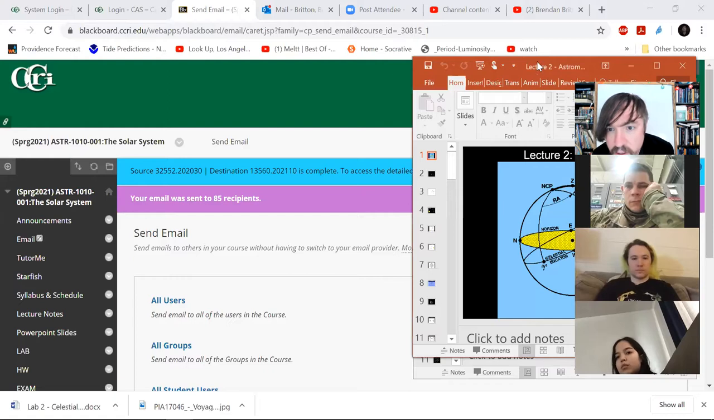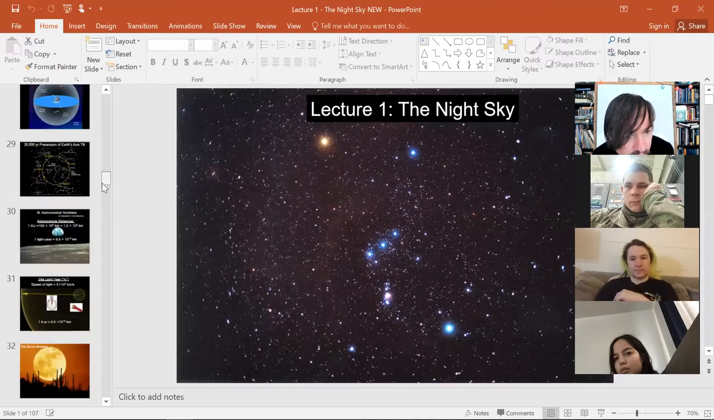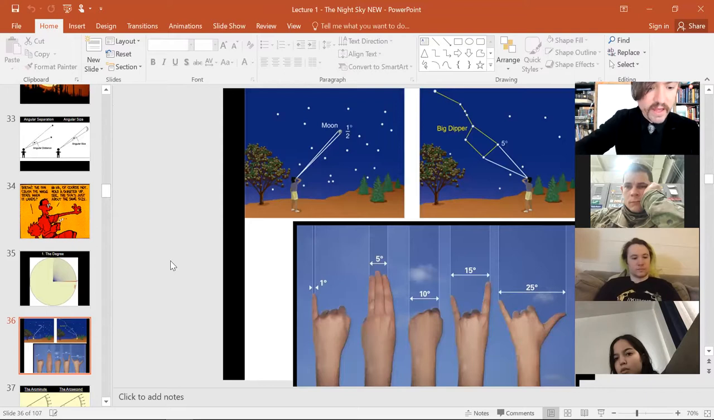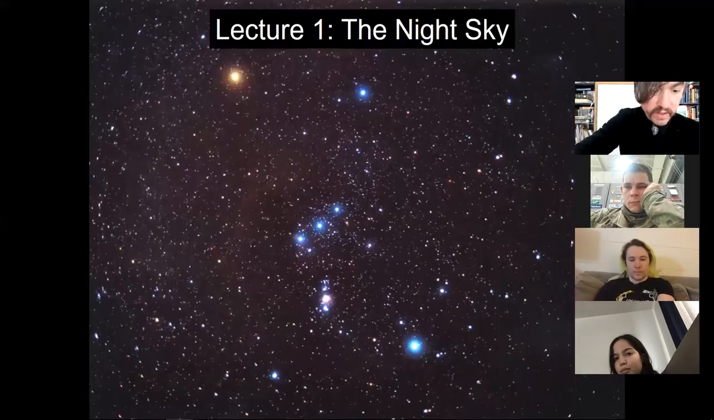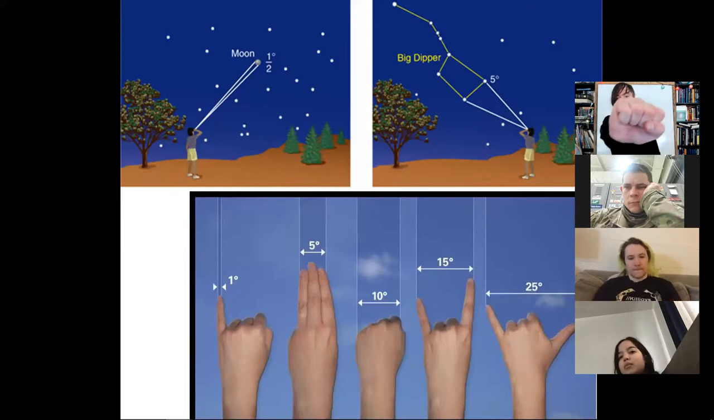a reminder that your hand can be used as a rough and ready angular measurement tool. Your outstretched finger subtends approximately 1 degree. A fist is about 10 degrees. And if you do the Hawaii hang 10 thing with your arm outstretched, that's 20, 25 degrees or so. And you can measure the angular size of things.